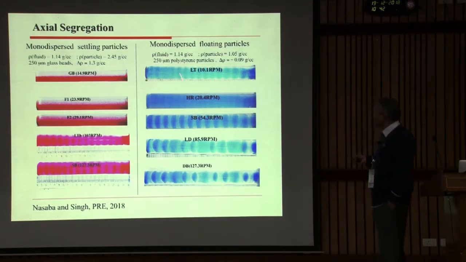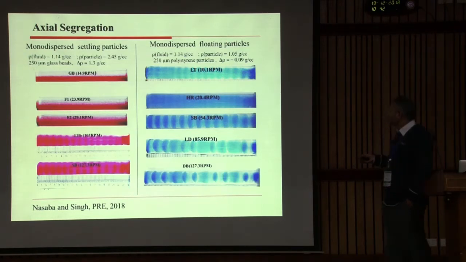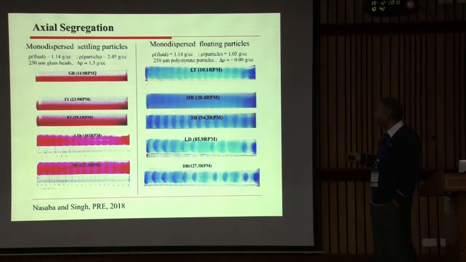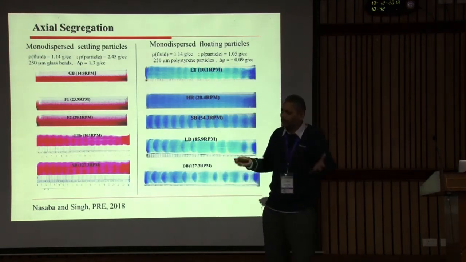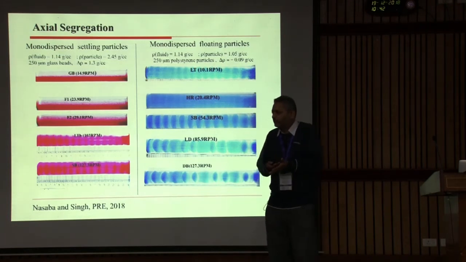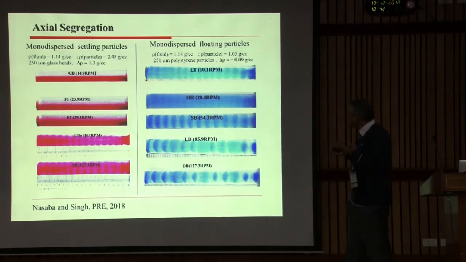If you see the floating particles, now the particles are lighter. These are the properties. In this case, the density difference was higher, 1.3. In this case, the density difference was much smaller. So one can think that if you do not see any pattern formation for neutrally buoyant, when you have the same density of particle and fluid, you should also see suppressed segregation when you have a small density difference. That is reversed. You see that in this case of floating suspension, band formation occurs much earlier compared to the settling one, where you have a large density difference.